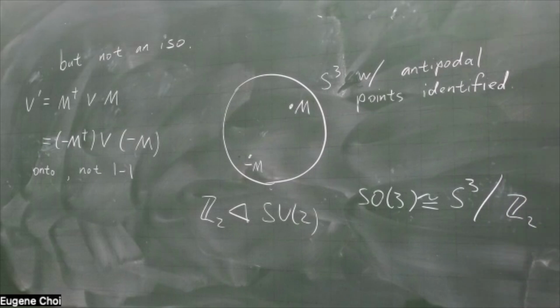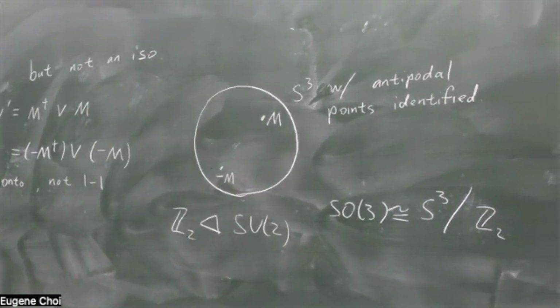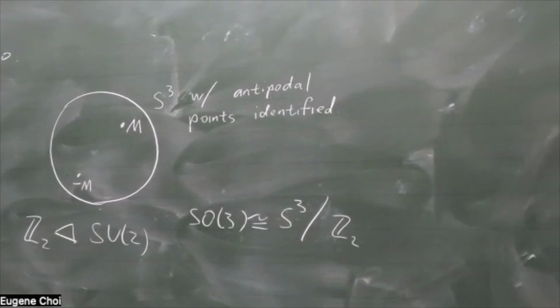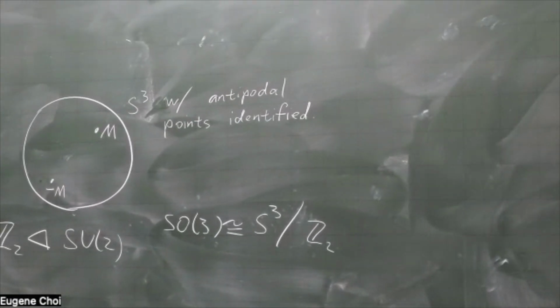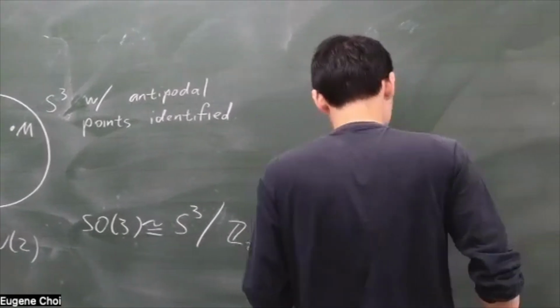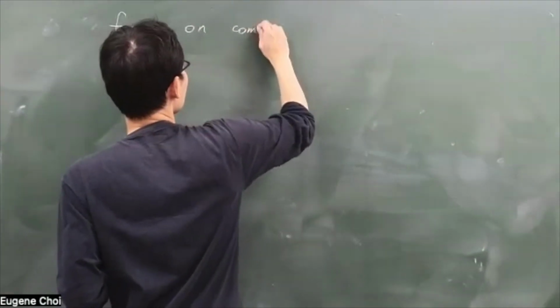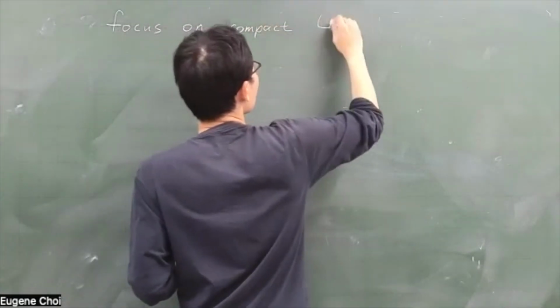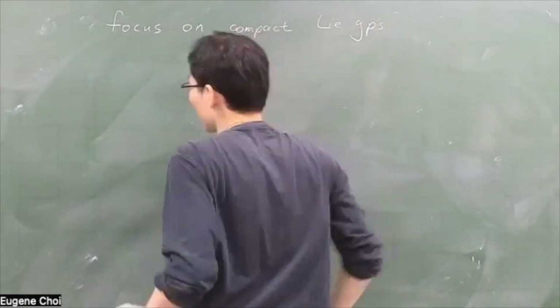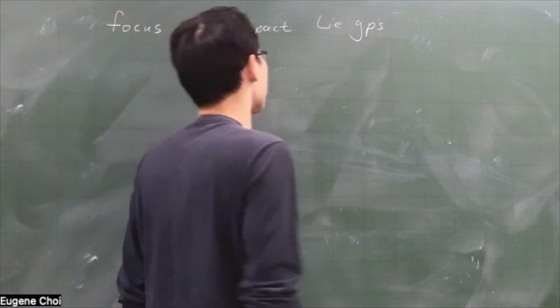So now we have classified the algebras, and we want to classify the Lie groups. But this is a bit too general. Let's just focus on compact Lie groups. In fact, there's no classification of non-compact Lie groups. There is a family of non-compact Lie groups which are related to the nilpotent Lie algebras, but in general, non-compact ones are not classified.